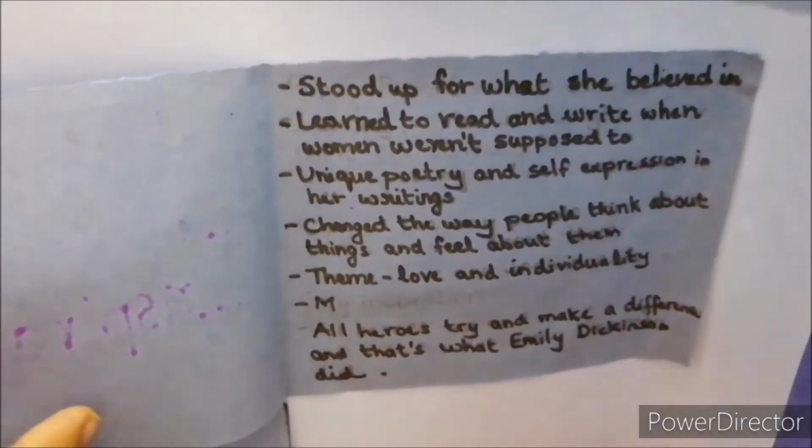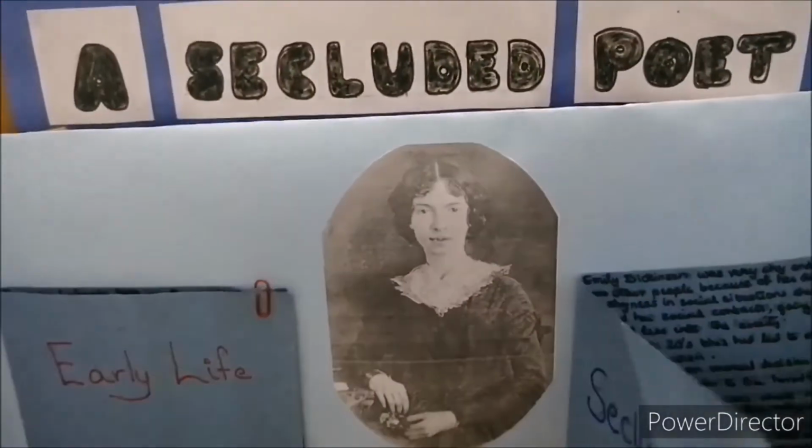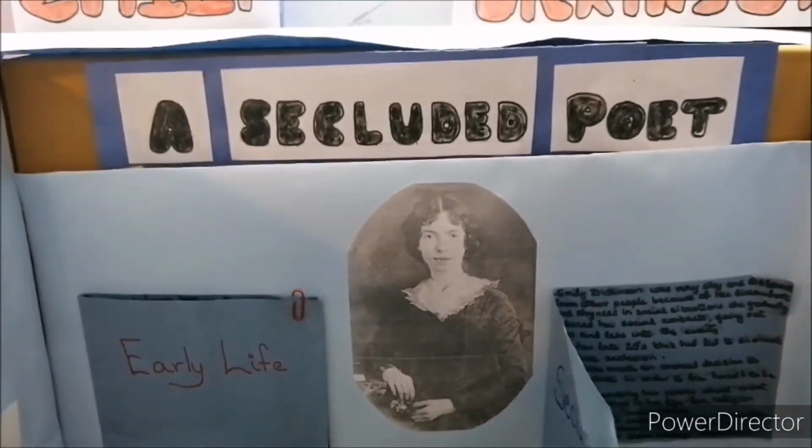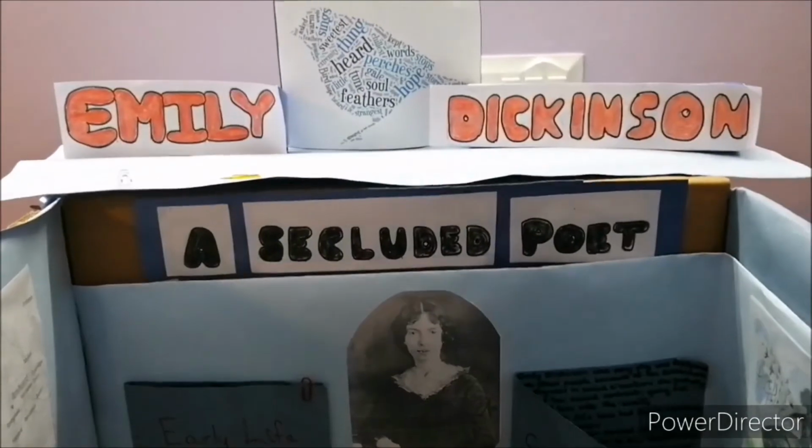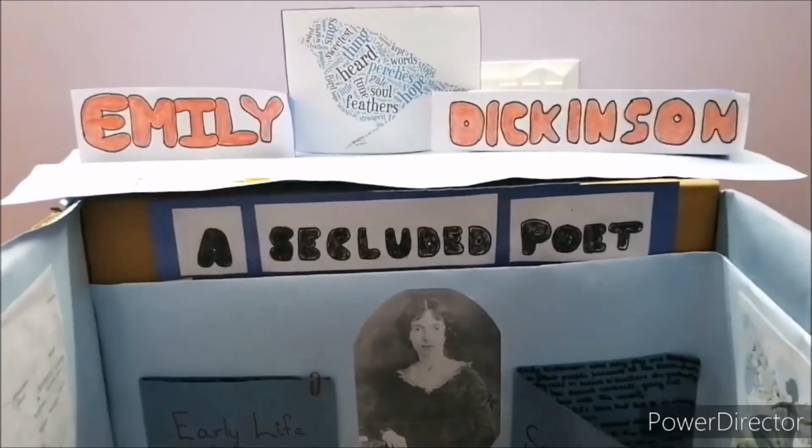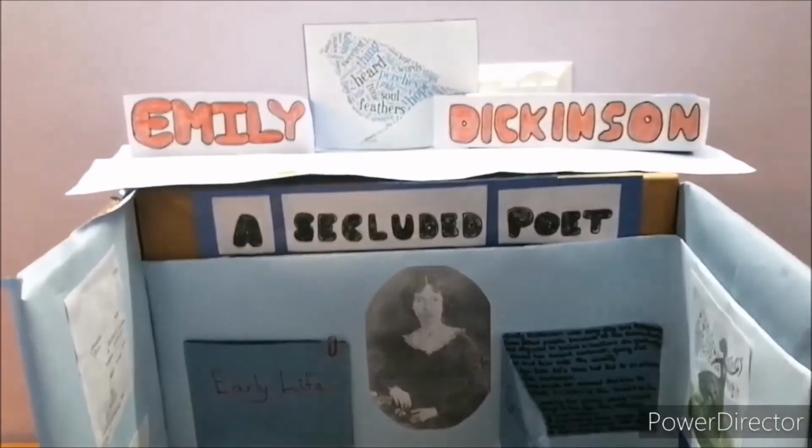Emily did what she believed in, and this led to people believing in her and believing what she did was right. She also fought and taught herself how to read and write when women were not supposed to. Her poems are basically on the theme of nature and individuality. Her later years.